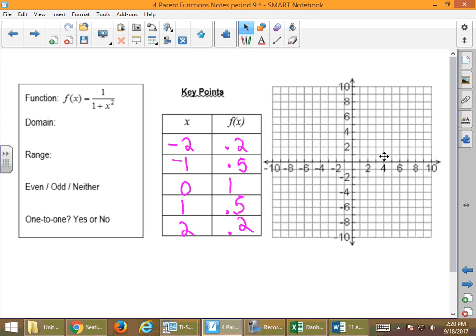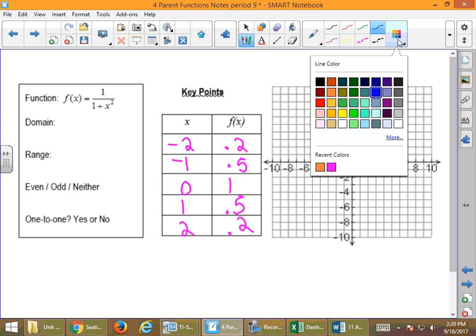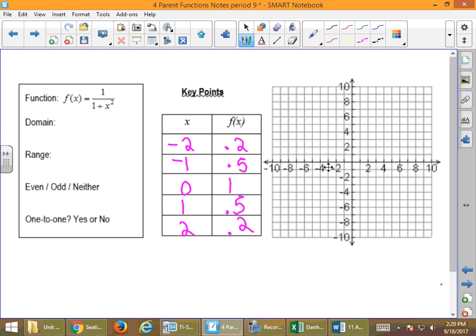Once we get a couple key points, we can draw the picture, and we've seen what it looks like already, so we have a good idea. -2, 0.2, -1, 0.5, 0, 1, 1, 0.5, 2, 0.2. There's a picture of 1 divided by 1 plus x squared.